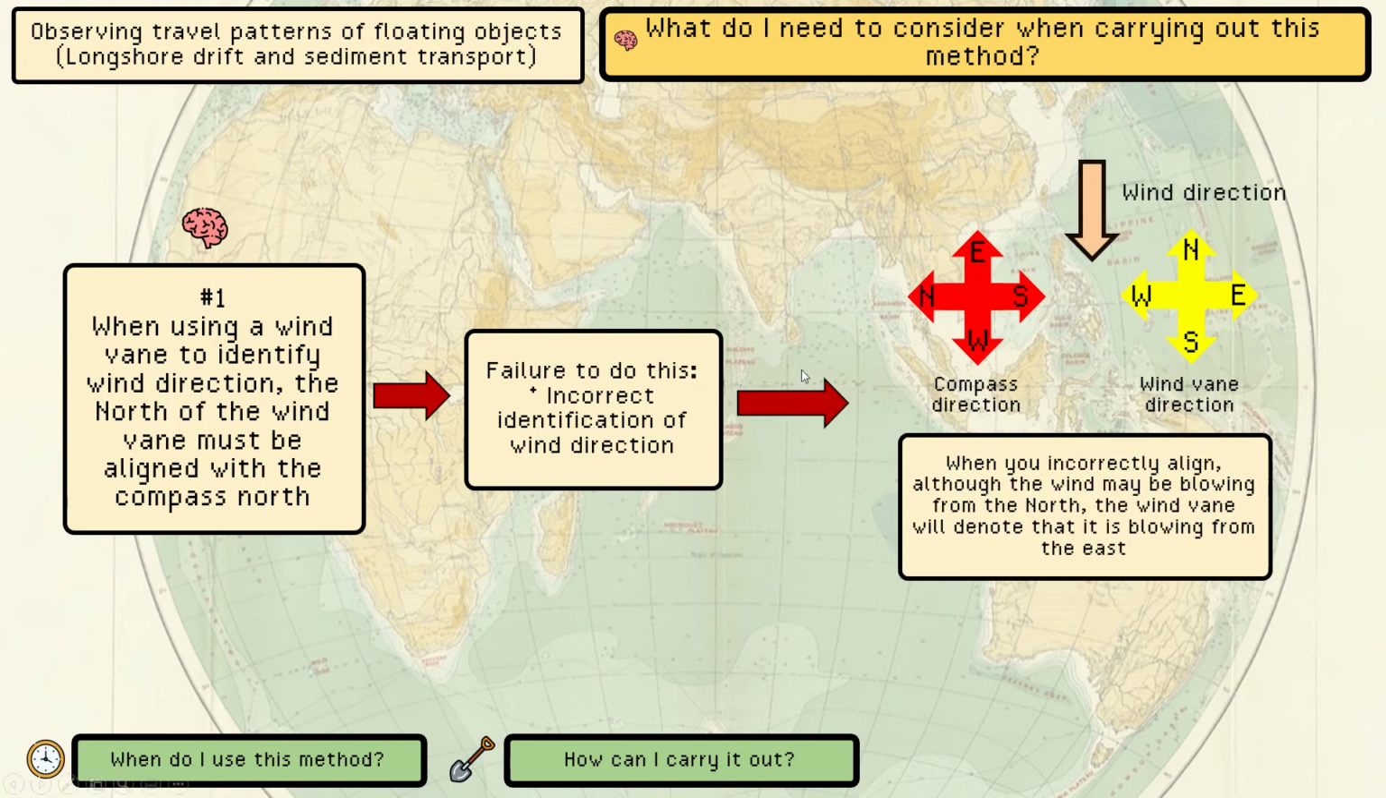Let me show you what I mean. In red here, this is the compass direction. We see that north is pointed this way. However, if I anyhow align my wind vane, and north is actually pointing to here, and let's say my wind is blowing from the east over here, my wind vane would actually track it as north. So you will have a very inaccurate reading, and that will affect the accuracy of your data. So please make sure that you do this step properly so that you don't have to go and redo and waste your effort.